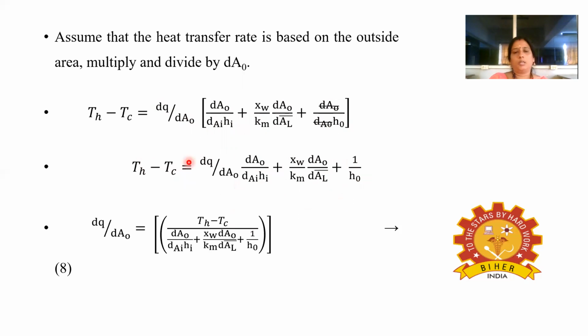Now we can take this dq by dA naught, which is common in this equation, to the left hand side, and TH minus TC to the right hand side, so that this whole term will come to the denominator: dA naught by dAi hi plus xw dA naught by km into dA L bar plus 1 by h naught.